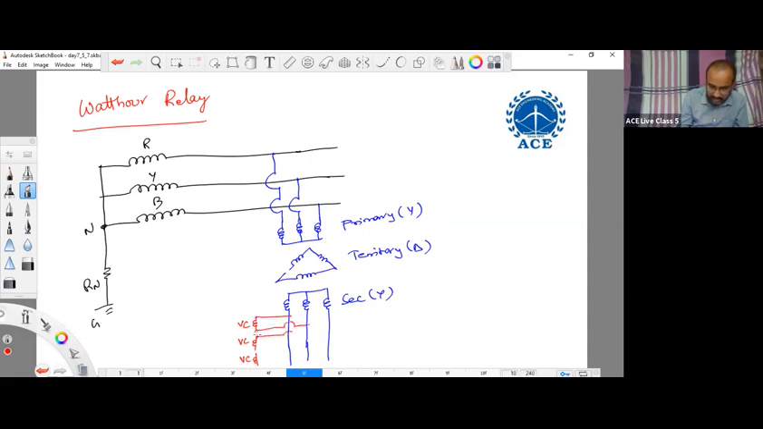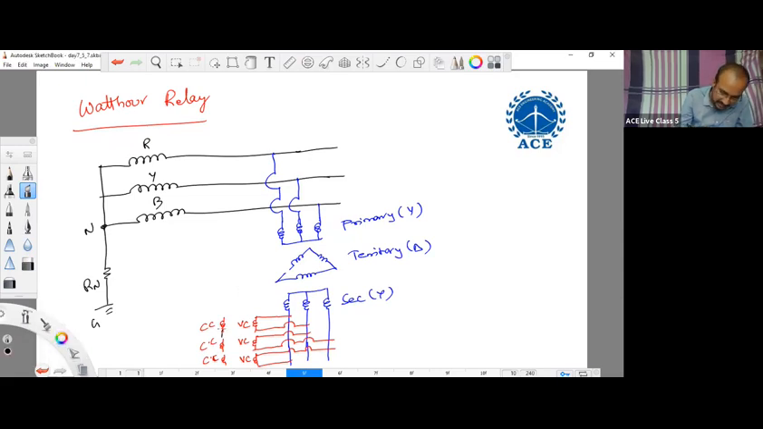The second voltage coil is connected between Y and B. The third voltage coil is connected between B and R. Okay. So those are the voltage coils of the watt hour relay. Now what about the current coils? How do you connect the current coils of the watt hour relay?